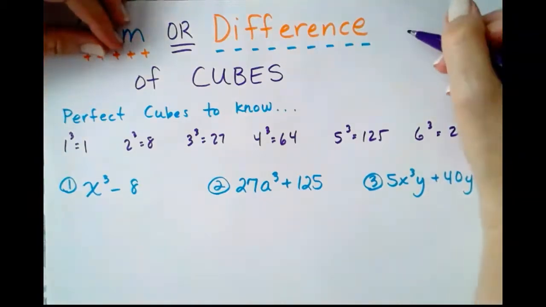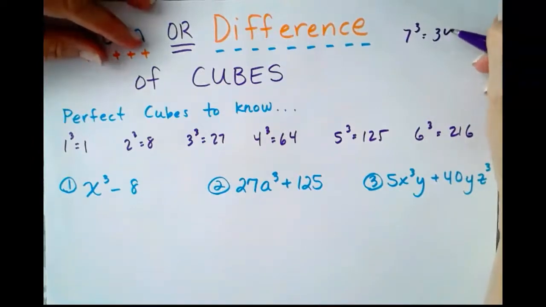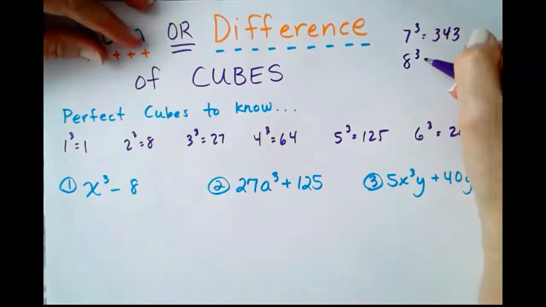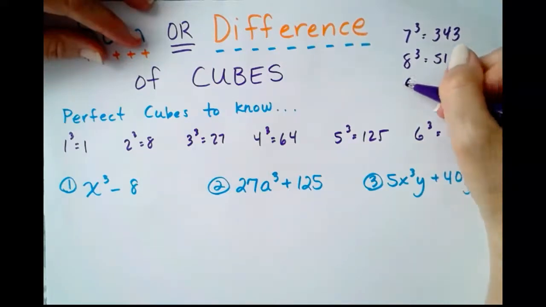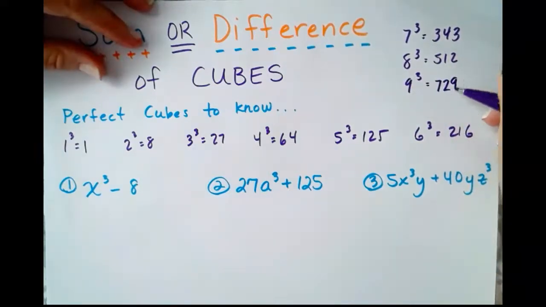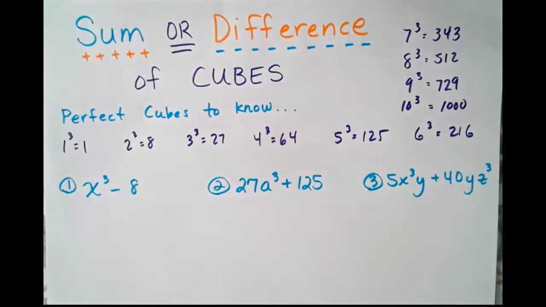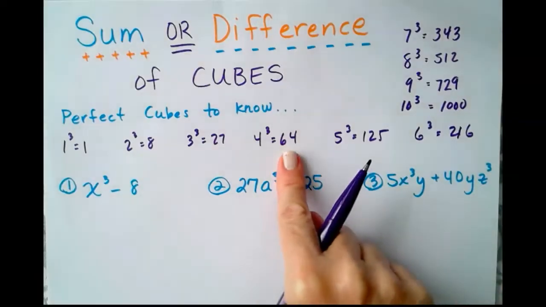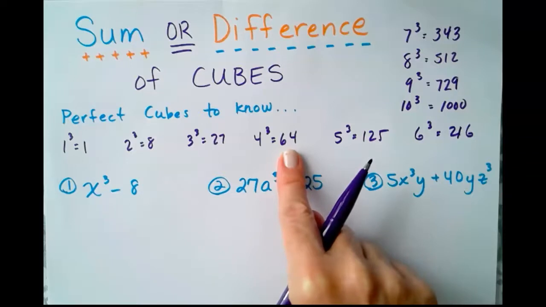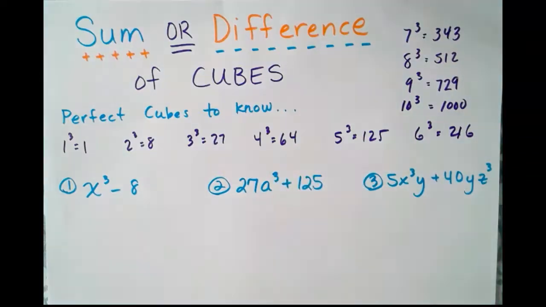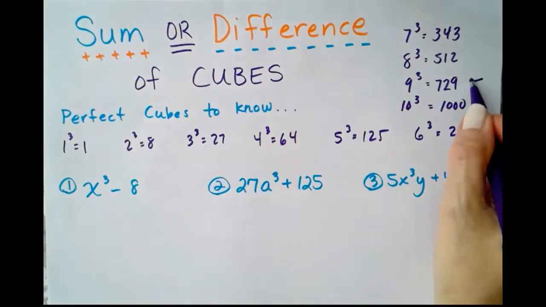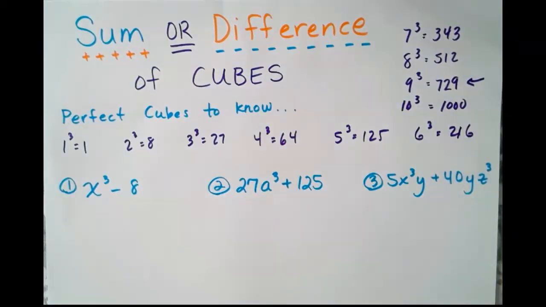I'll keep going right up here. 7 cubed is 343. 8 cubed is 512. 9 cubed is 729. And 10 cubed is 1,000. So these are perfect cubes, and you need to know one when you see one. 64 is a very special number. It's a perfect square. It's a perfect cube. It's also a perfect sixth power, as is 729.